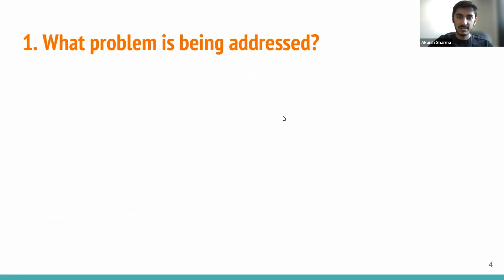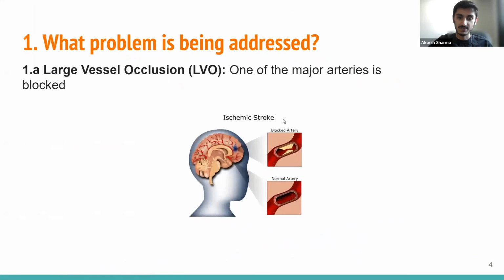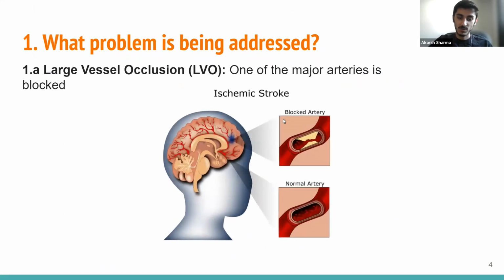So to begin with, what is the problem being addressed? Large vessel occlusion. We all probably know what stroke is, and the most common type of stroke is called ischemic stroke, which is when there's a blockage in one of the vessels supplying blood to the brain. And when this vessel is a large artery, a large blood vessel, then it's called a large vessel occlusion. As you can see in the diagram, a blocked artery, which is a large blood vessel.